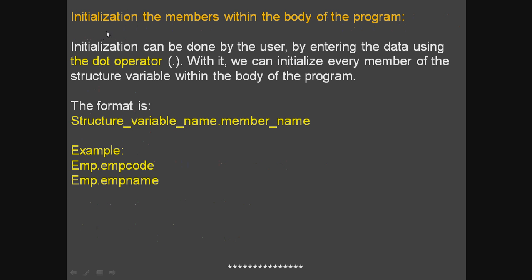Now, the second method is initializing the members within the body of the program. So initialization can be done by the user by entering the data using the dot operator. So here we make use of the dot operator. With it we can initialize every member of the structure variable within the body of the program, right? The format is structure variable name dot member name. Like this is the structure variable name and this is the member name, right? So using the dot operator we can initialize all the members of the structure this way, right?